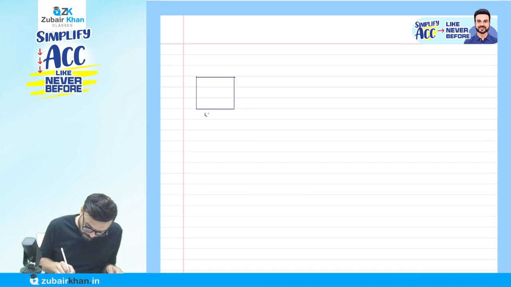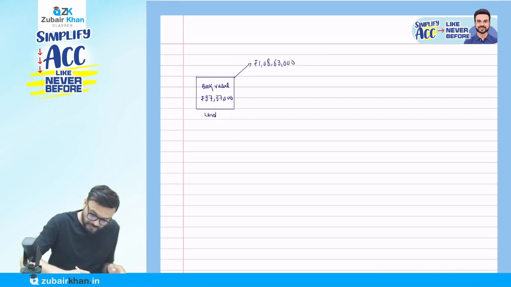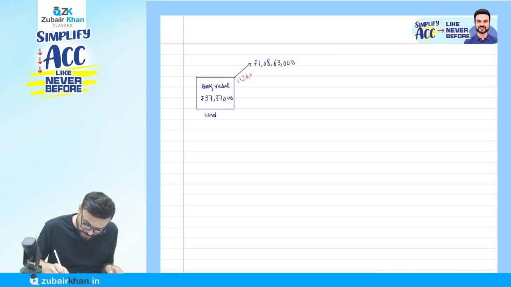Land, book value here is coming 97,37,000. Okay, now they want to do the revaluation at what price? 1,08,63,000. So they want to increase the value. How much is the difference? 1,08,63,000 minus 97,37,000. So here it is coming 11,26,000. Okay, so what entry do we have to pass for it?